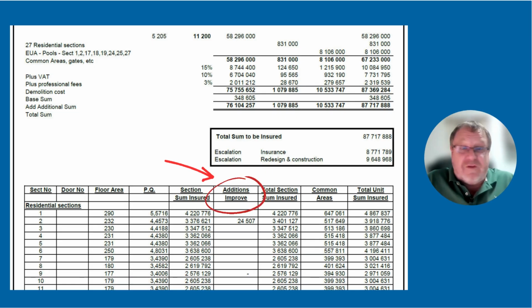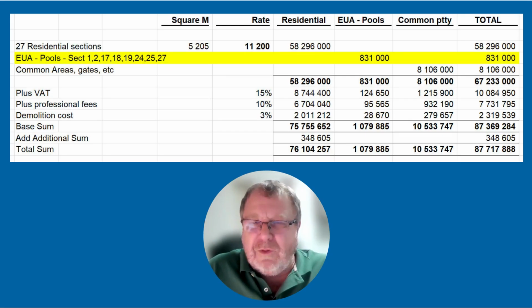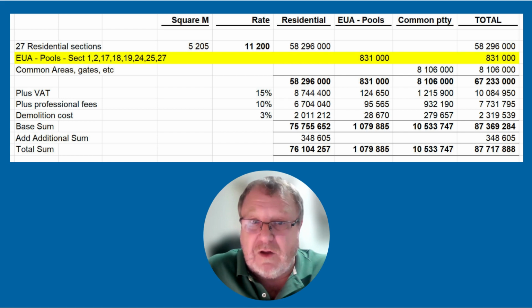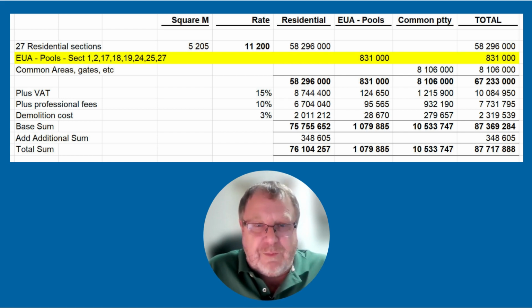Now, swimming pool, if it's built on common property, it's a common property swimming pool. You cannot show it as an additional sum on the person's section, okay, because you would be skewing that owner's unit sum insured, when that swimming pool, strictly speaking, belongs to all of the owners. So you need to show it as common property.